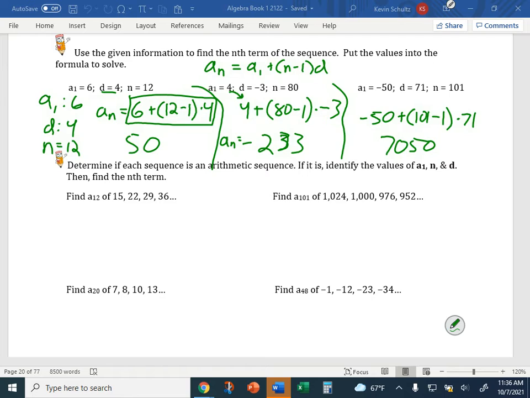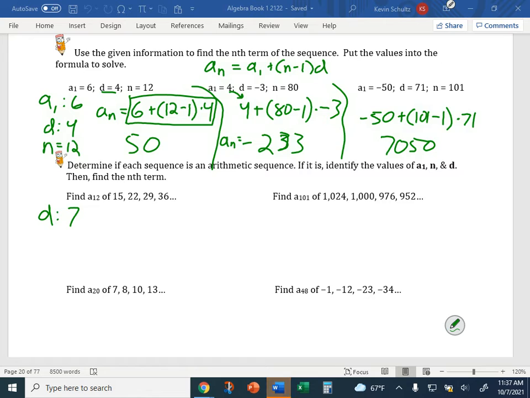The next section says determine if each sequence is an arithmetic sequence. If it is, identify the values of A1, N, and D, and then find the nth term. So the first one says find A12 of 15, 22, 29, and 36. First of all, is this sequence arithmetic? Is there a constant pattern with addition or subtraction? Yes. What is the constant pattern? You need to know that because that's D, right? Adding 7, so it's going to be a positive 7.